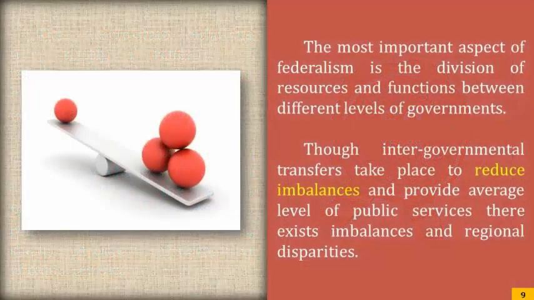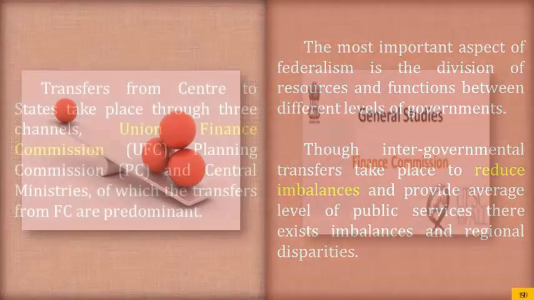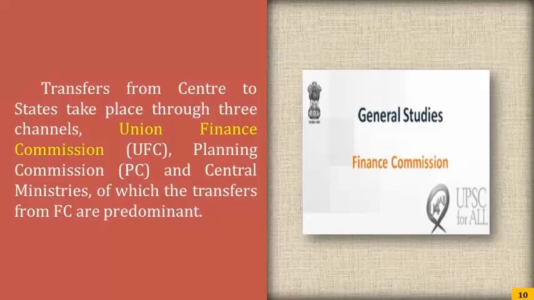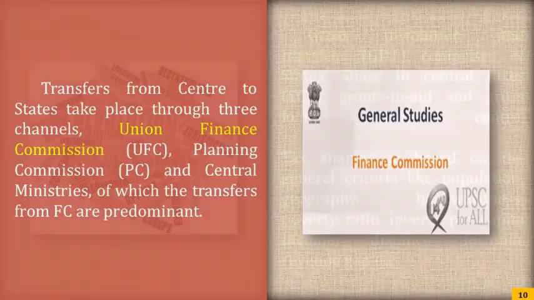The most important aspect of federalism is the division of resources and functions between different levels of governments. Though intergovernmental transfers take place to reduce imbalances and provide average level of public services, there does exist imbalances and regional disparities. Transfers from center to states take place through 3 channels: Union Finance Commission (UFC), Planning Commission (PC), and central ministries, of which the transfers from FC are predominant.